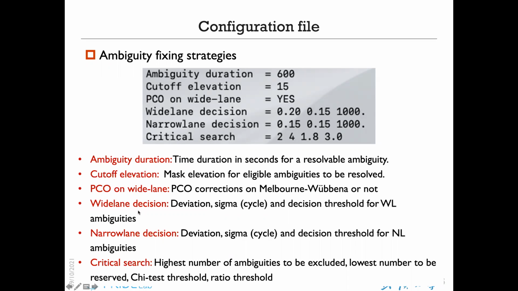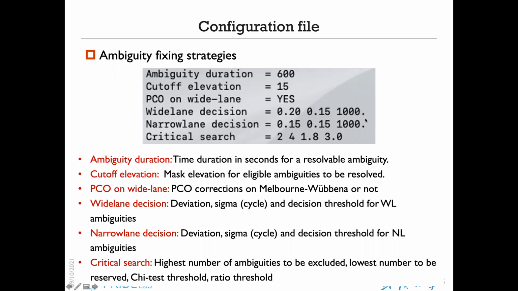And then the fourth one is the wide lane, and the fifth one is the narrow lane decision. These two options are for the ambiguity fixing criteria during the integer cycle resolution. We have three numbers for each. The first one is the deviation of the fractional part of your ambiguities from an integer. And the second one is the sigma of the ambiguities to be resolvable; the sigma must be smaller than this quantity.